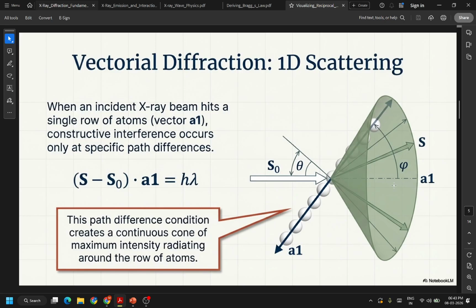When an incident X-ray beam hits a single row of atoms, which is given as a vector A1, constructive interference can only happen at specified path differences, given as (S minus S naught) dot A1 equals h lambda. This results in a conical shape. This path difference condition creates a continuous cone of maximum energy radiating around the row of atoms.